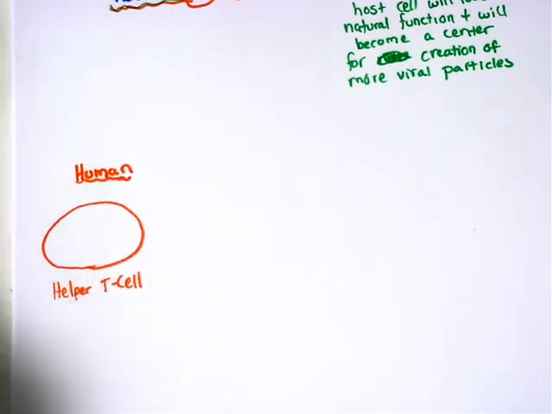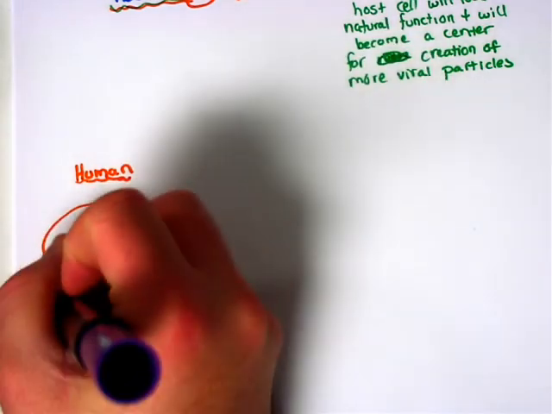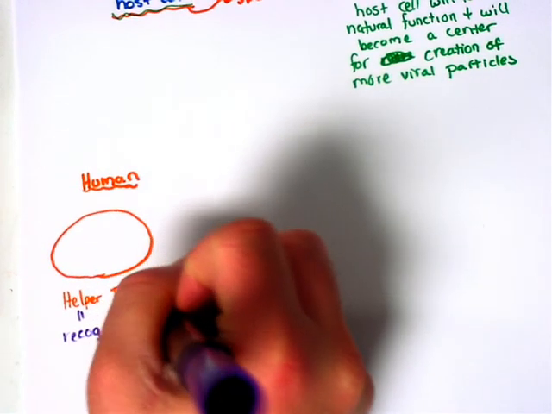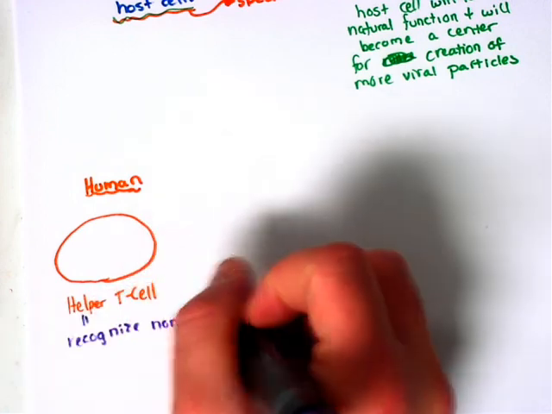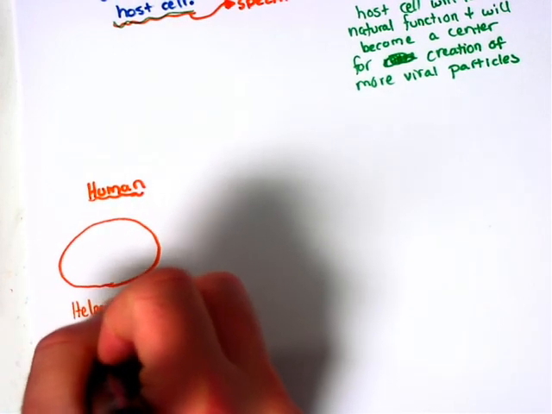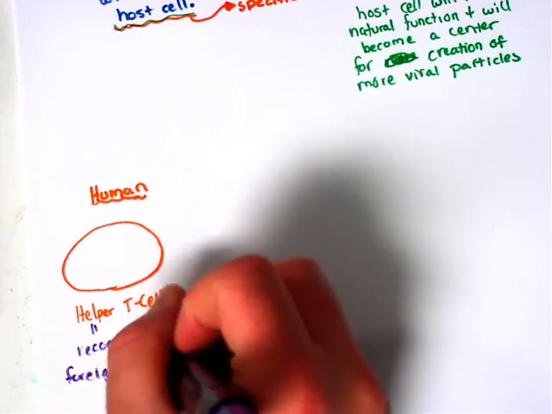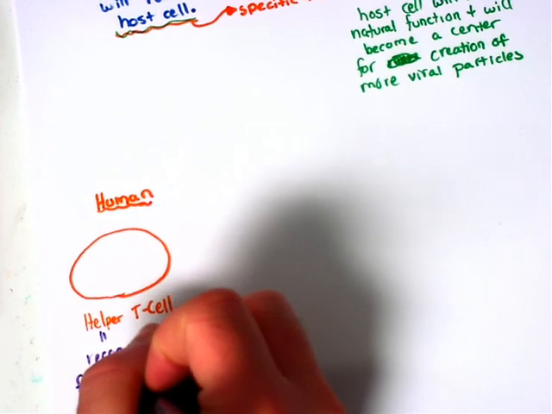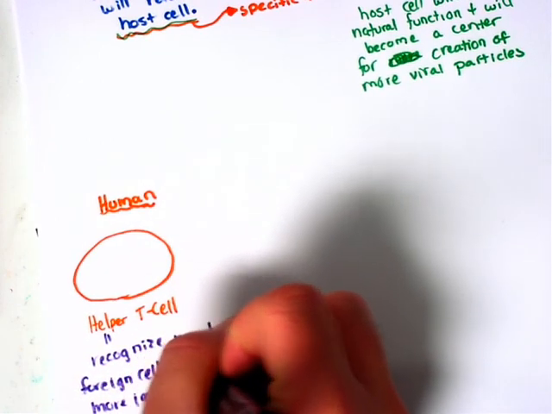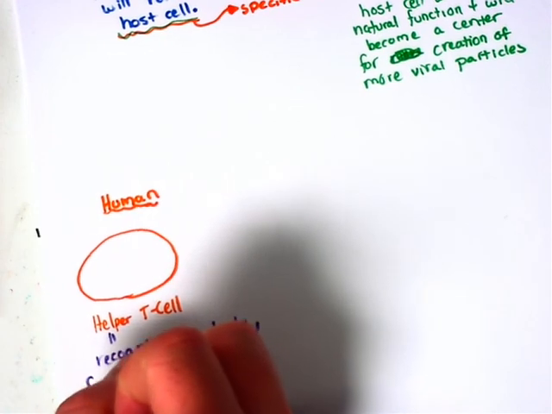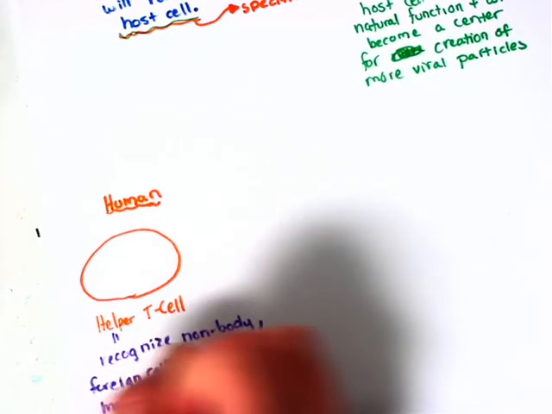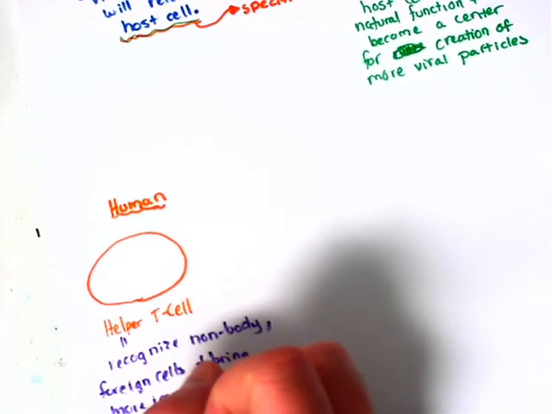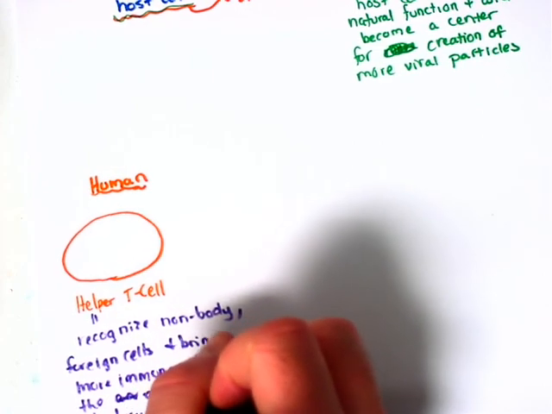And the purpose of the cell is actually pretty simple. This cell's purpose is to recognize non-body or non-natural foreign cells and bring more immune system cells to the area to destroy the invaders.